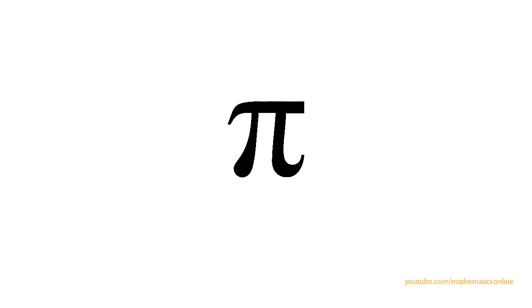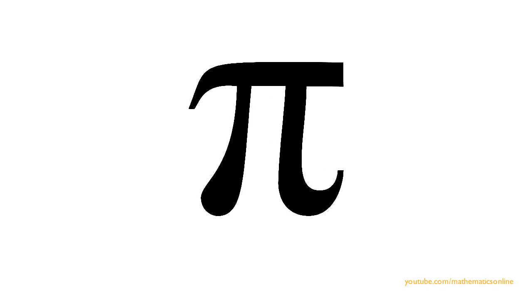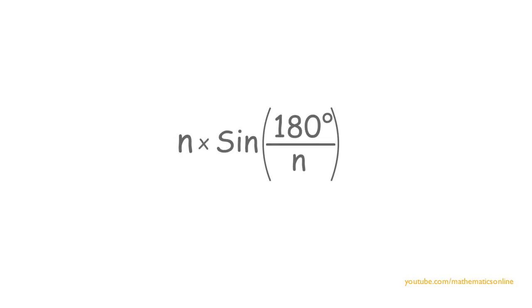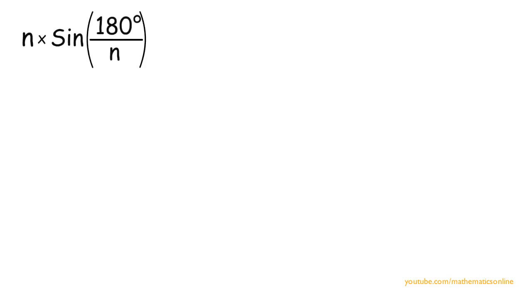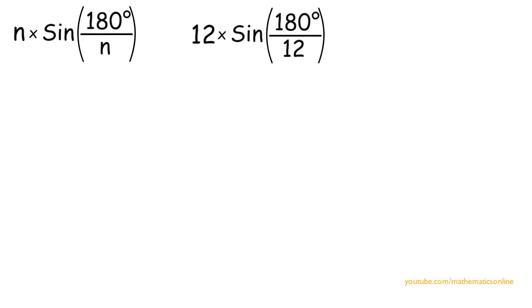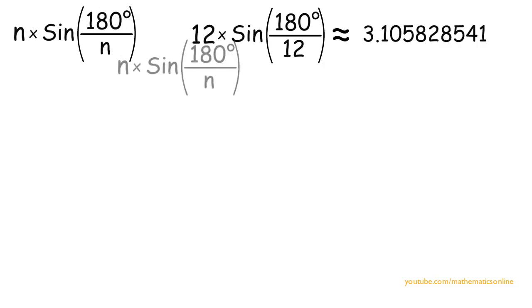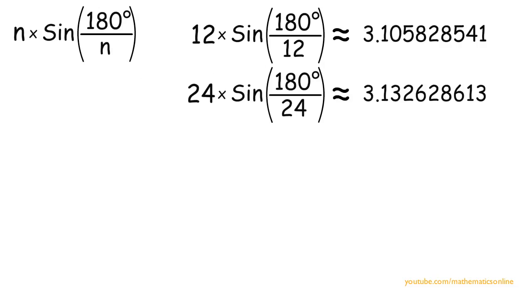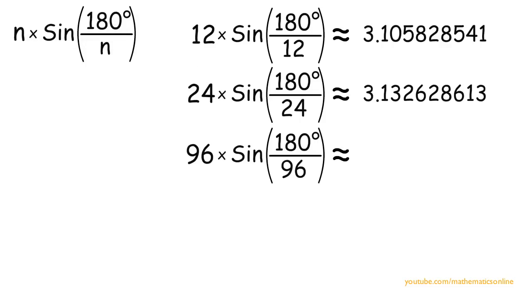This is pi, but how did Archimedes calculate it? Here's a formula that is derived from Archimedes' method that approximates the value of pi. We can input any positive integer for n, and the result will give us an approximate value of pi. The higher the value we input for n, the closer we get to pi.